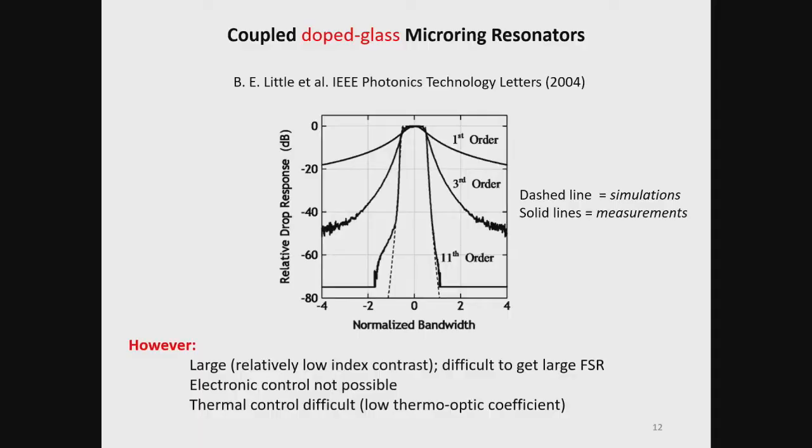Glass is not a semiconductor. You can't tune it very fast. You can heat it, but it's not a good conductor of heat either. So tuning these things is extremely slow. And these were designed as the whole filter moves around. So you really can't control the individual poles and zeros.